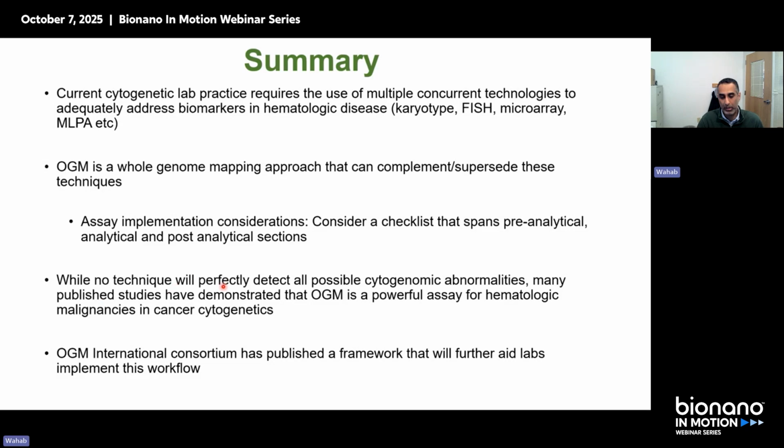And so while no technique is perfectly able to detect everything, we're trying to reconstruct the karyotype here in a digital way. There have been many published studies that have shown that this approach is a powerful way to look at, at least, hematological malignancies in cancer cytogenetics. And I don't have to tell this crowd, but the International Consortium has published a framework paper that has allowed for further aid in labs implementing this workflow.